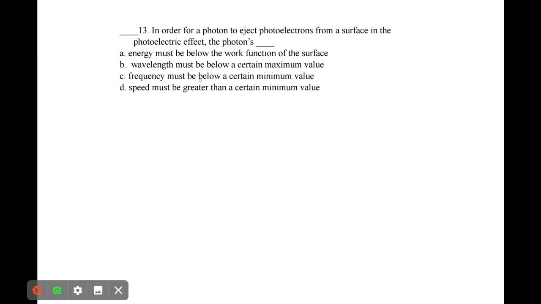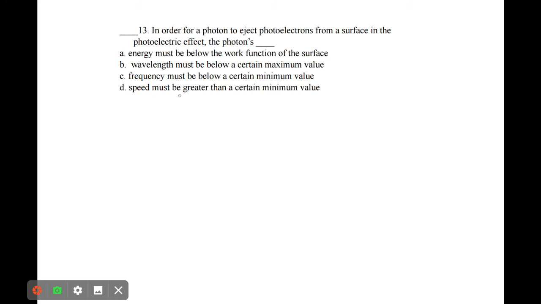C says the frequency must be below a certain minimum value. Like I said before, frequency is directly proportional to energy. So we need to have frequency above a certain minimum value in order to have the necessary energy to overcome the work function.